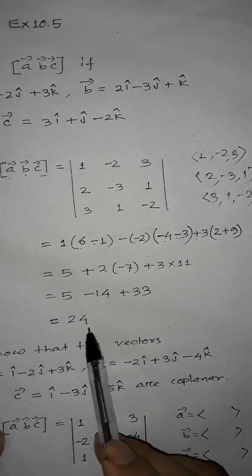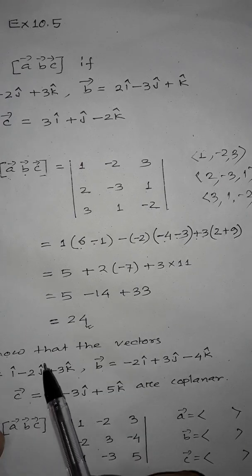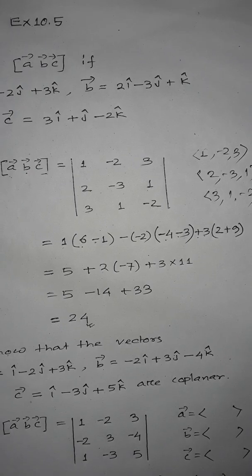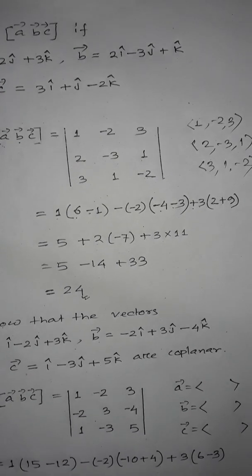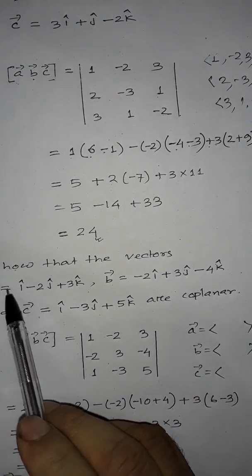And then we have simplified it. We have got 24. So the scalar triple product of A, B, C is 24. The scalar triple product is always a real number. It's a scalar quantity.